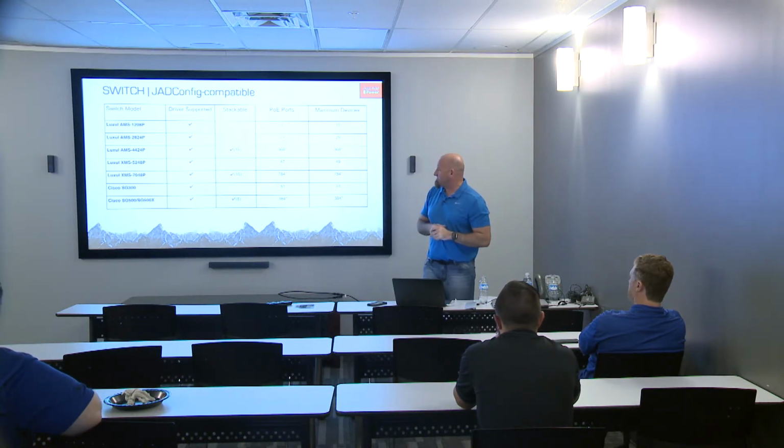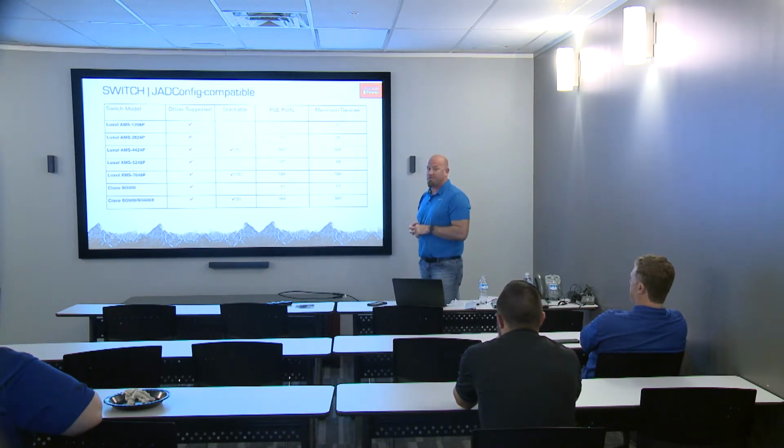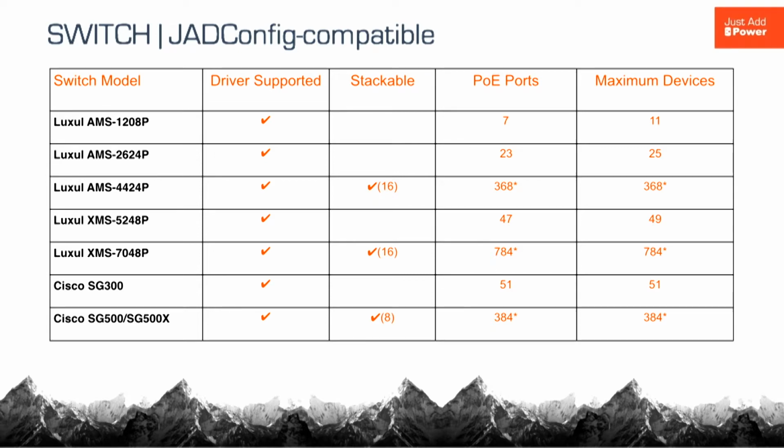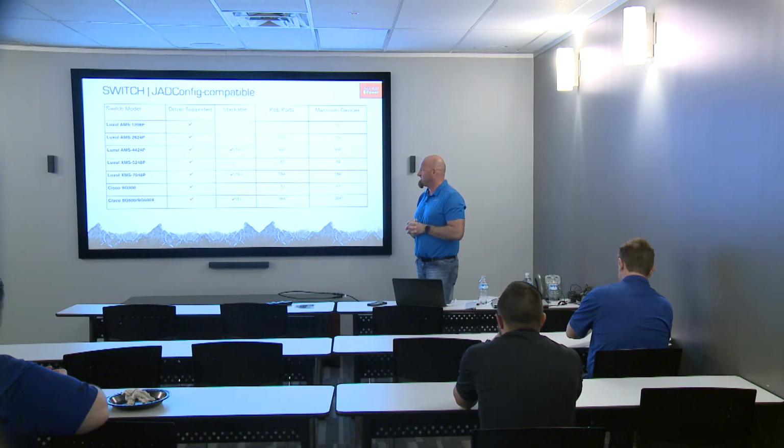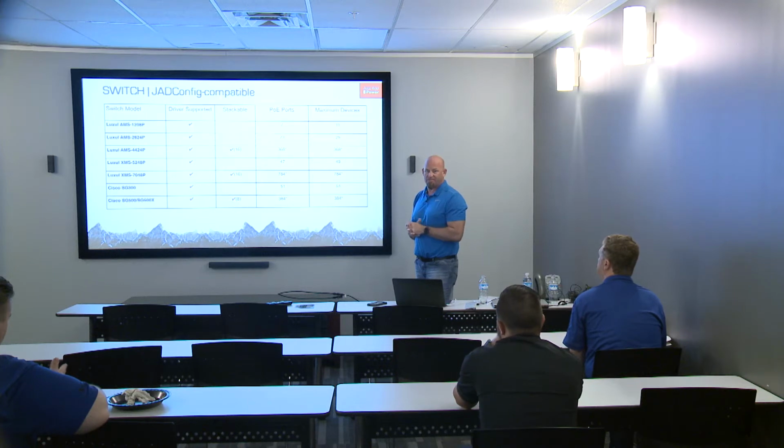The 5248 and the 7048. The 5248 is 48 ports PoE. The 7048 is the big brother to the 4424. It is 52 ports. That can be, as you can see here, 784 devices. The Cisco SG300 and the SG500 are still used and supported, but honestly, they are a much older and slower switch. All the Luxul switches are about 8 times faster and much more PoE powerful and less expensive than the Cisco switches. Luxul just works great with them. Like I said, 8 times faster really makes a difference in how they're used, in rebooting times and so on.